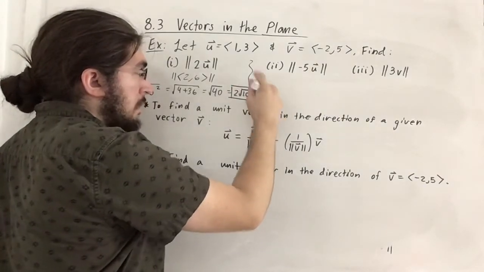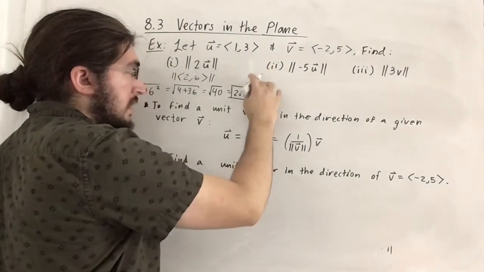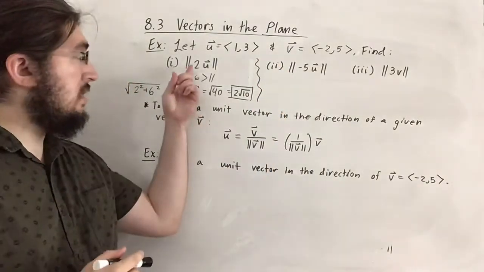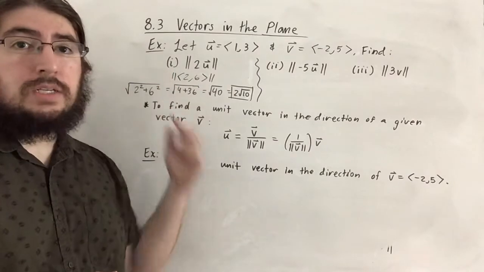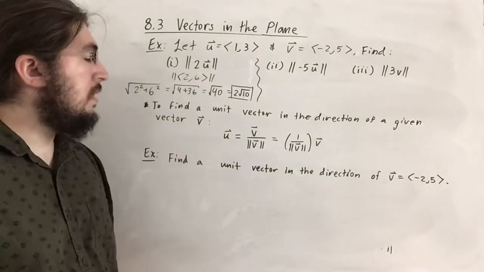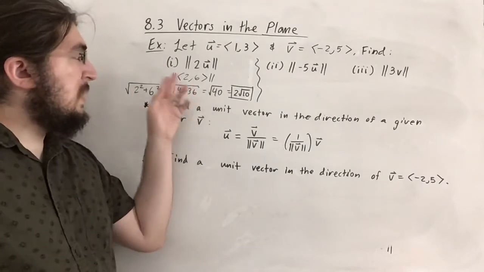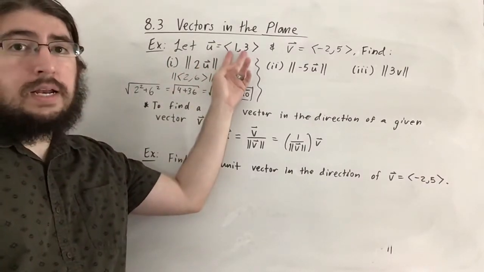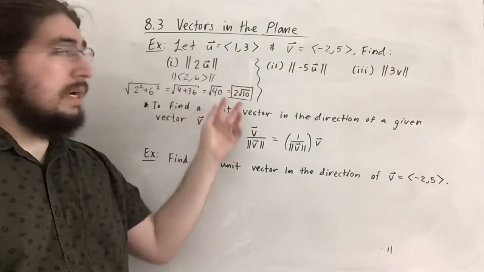Now I didn't actually apply any properties at all here. I just did it straight up, so to speak. But where the property applies is that this 2 can pop out of the magnitude. Since it's positive 2, we don't need to worry about absolute values. And really, if you look at (1, 3) and square those, you get 1 and 9. Add those, you get 10, so it's 2 radical 10.